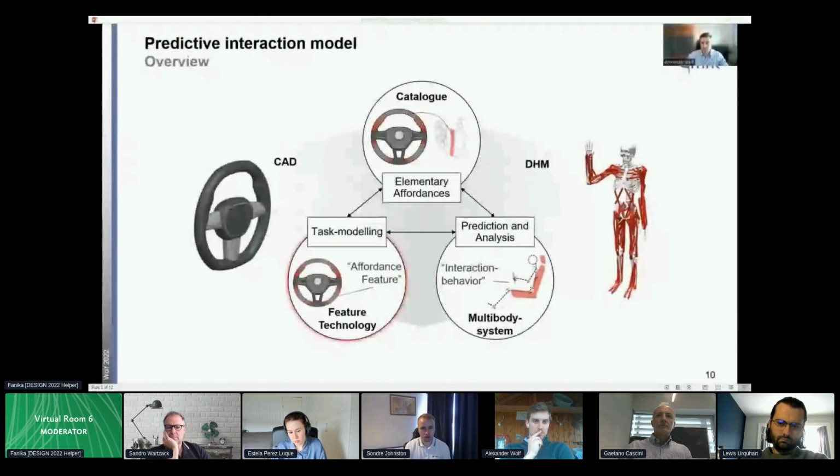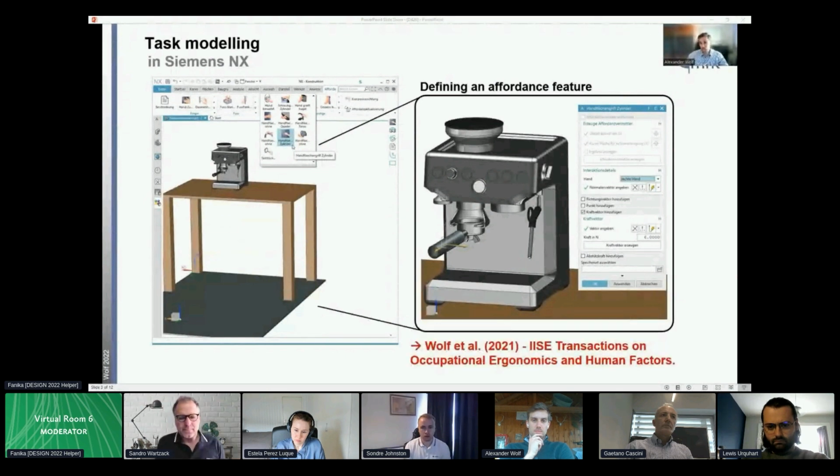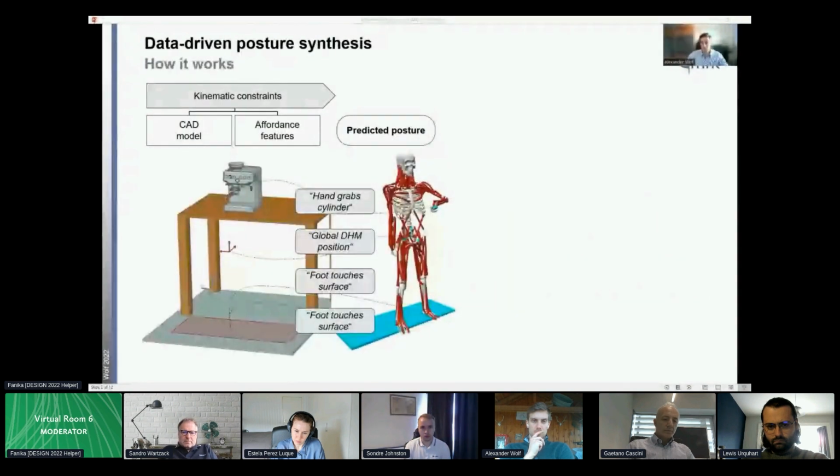The second part of the interaction model is the task modeling, where we developed a modeling framework in a CAD environment which allows the designer to define the interactions on a product using the elementary affordances with so-called affordance features. I also don't want to go into detail here because we published this in another paper. What I want to talk about today is the prediction and analysis of the interaction behavior. Therefore, we use a method which I want to present to you now. This is how it works.